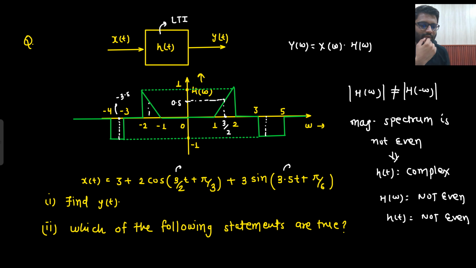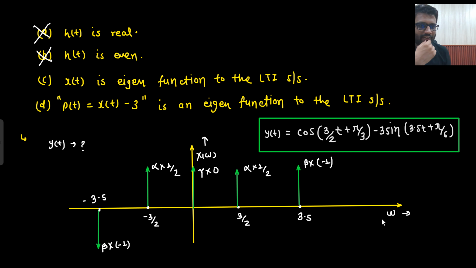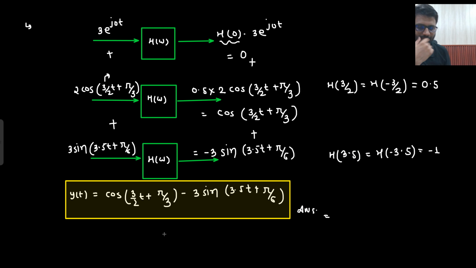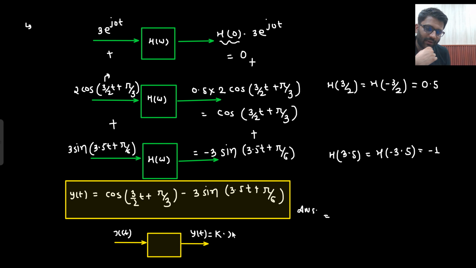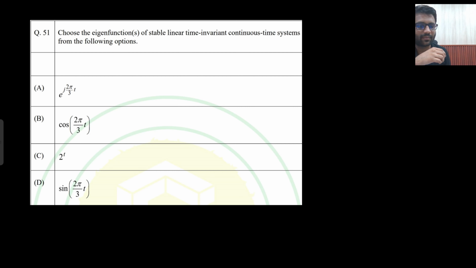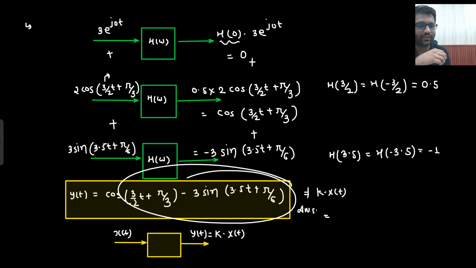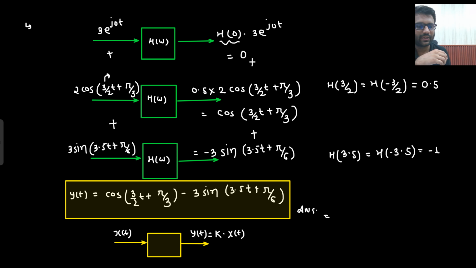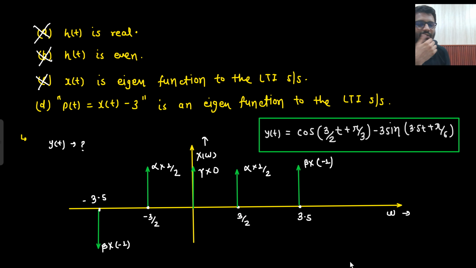Is x(t) your eigenfunction or not? Because what is the third statement? That x(t) is the eigenfunction of the LTI system. If x(t) was an eigenfunction, y(t) should have been some constant value times x(t). Are we getting it? No. Absolutely not, because x(t) has a DC value, so the output should also have a DC value, but there is no DC value here. That means surely this is not an eigenfunction.